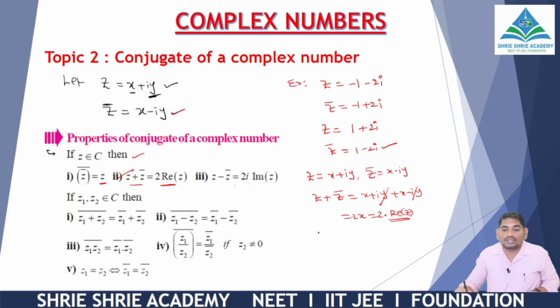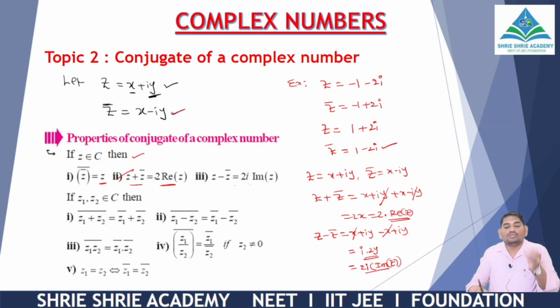Similarly, if we subtract z minus z bar, x plus iota y minus x plus iota y, so minus x plus x got cancelled. We got iota into 2y. What does 2 iota into y mean here? It is the imaginary part of z. So if we add any complex number and its conjugate, we get 2 times the real part of z. If we subtract any complex number and its conjugate, we get 2 times iota into the imaginary part of z.